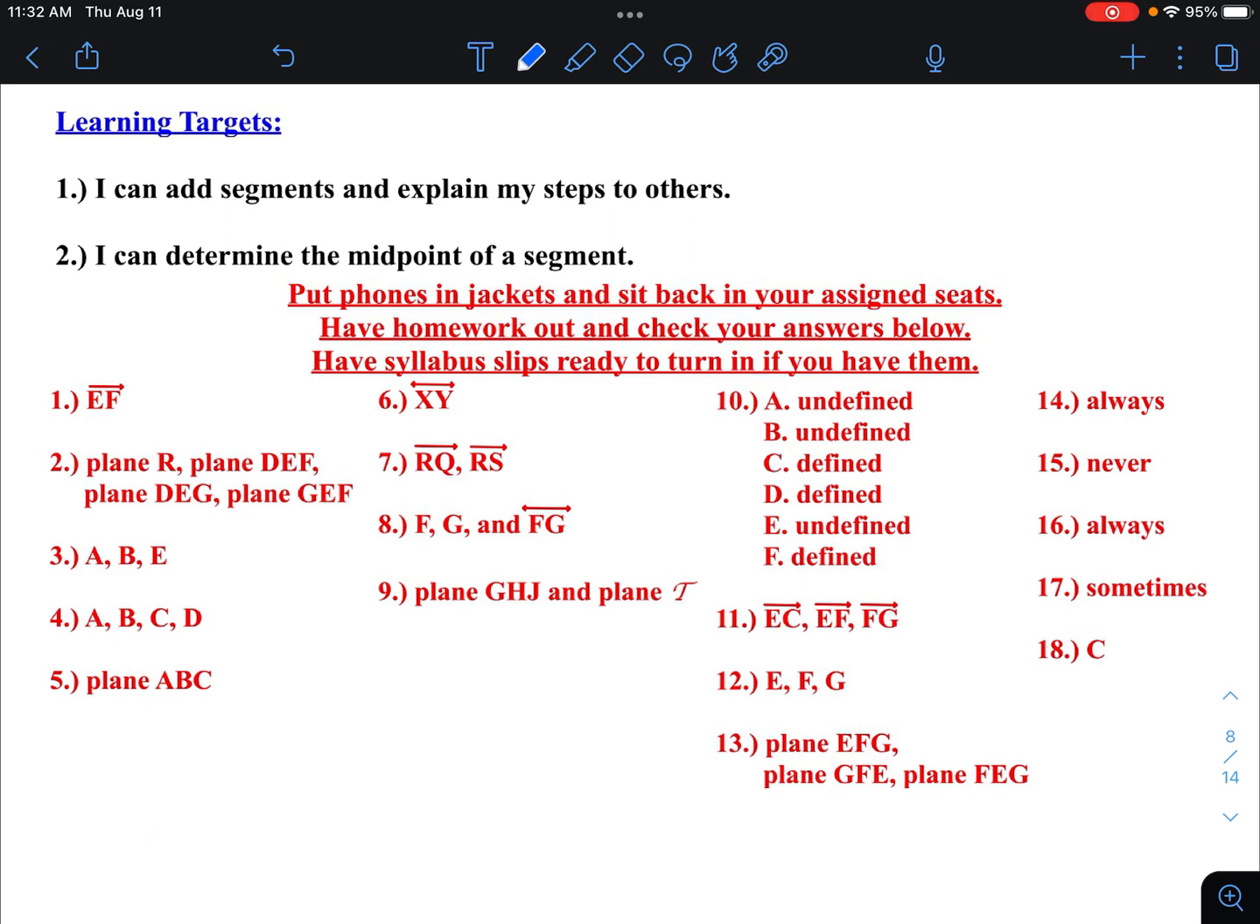I will point out a couple things, though, that these are just sample answers. Remember that you can name things in a lot of different ways. For instance, plane ABC could be plane BCA on your piece of paper. So just keep that in mind. These are just sample answers. They may not be the exact answers you have. So if you do have any questions or you want to check anything, please come see me.